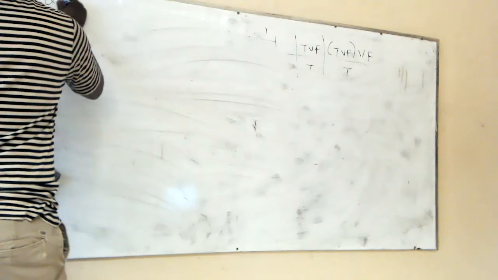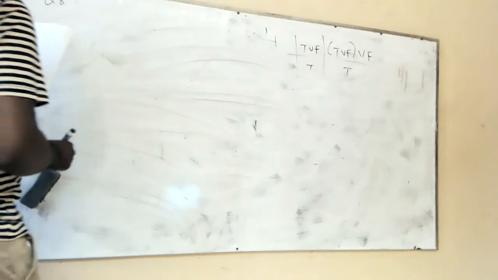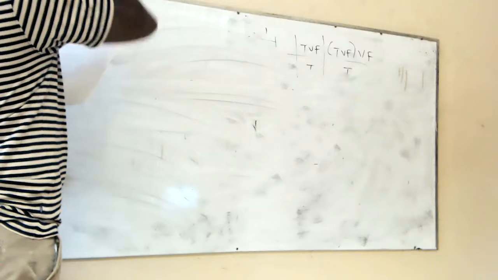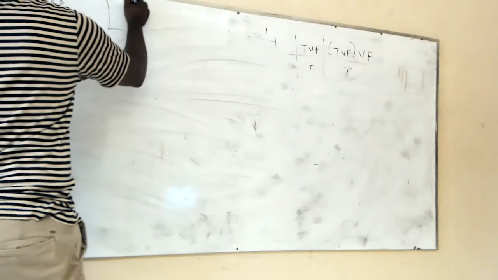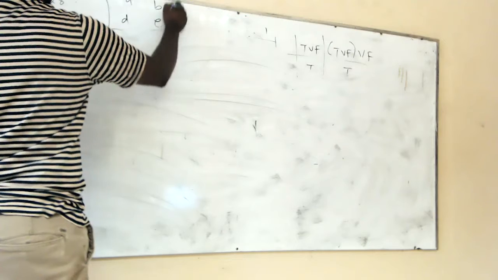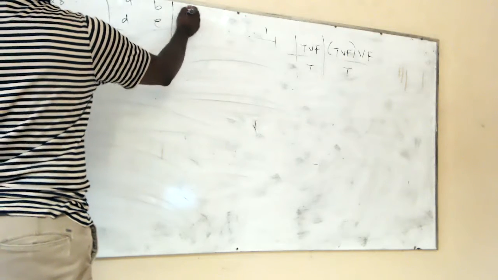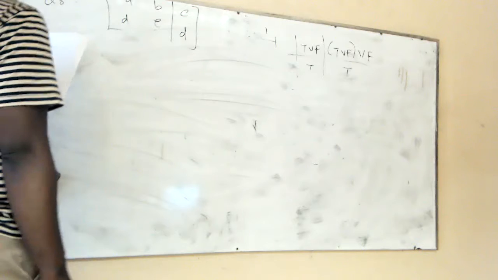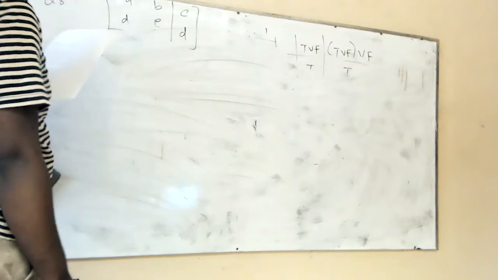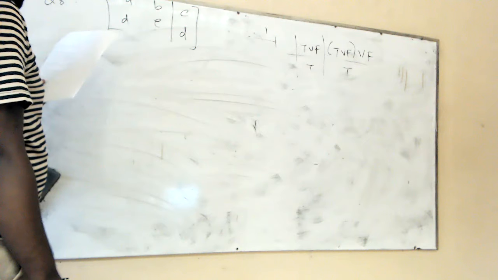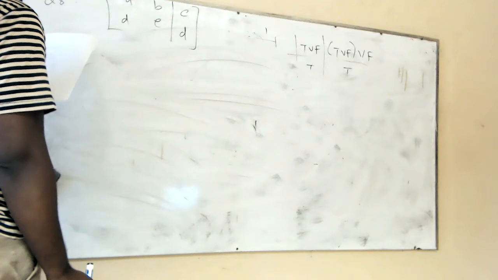Question number 8. Consider the system obtained from the augmented matrix below. I believe you remember this situation. In our case, previously we used the dots. You can also use the solid line like this. Consider the system obtained from the augmented matrix. Choose the correct statement. So which one is going to be a correct statement here?